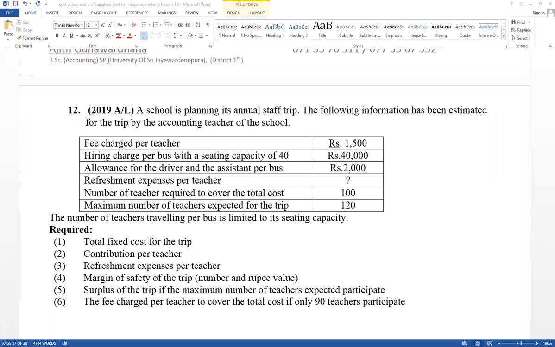Therefore, hiring charges per bus not vary with number of teachers proportionately.